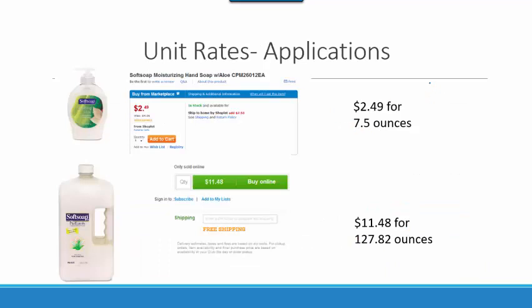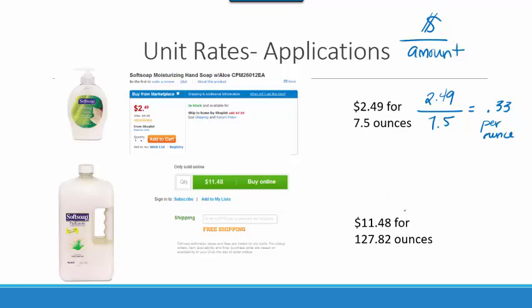When you're calculating the unit price, it's always your money first divided by the amount of whatever that you have. So in this case, we would take $2.49 for this soap and divide it by 7.5 ounces. And so when you divide those two, you're finding the unit price. So rounding to the nearest cent, this soap costs 33 cents per ounce.